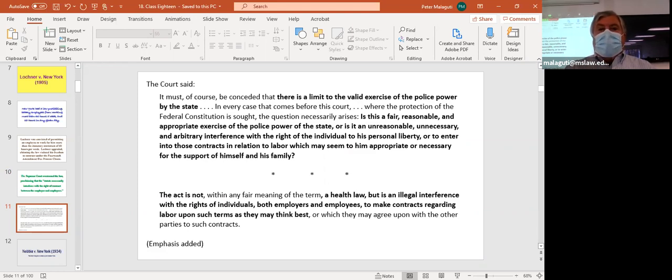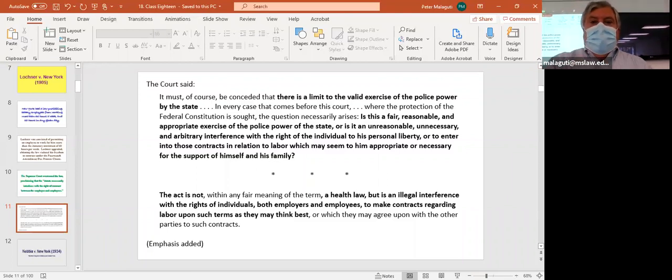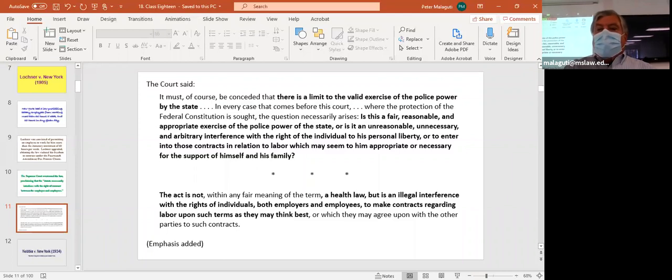Or is it an unreasonable, unnecessary, and arbitrary interference with the right of the individual to his personal liberty or to enter into those contracts in relation to the labor which may seem to him appropriate or necessary for the support of himself or his family? Notice how they're shifting this on the employee is the one that's harmed by this. Without really even considering that maybe the employee doesn't have much choice in it.